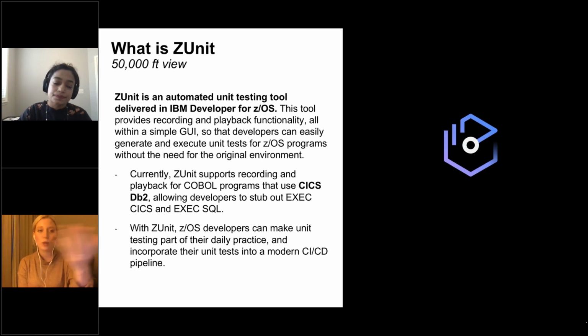So what is zUnit? This is a really high level view, a 50,000 foot view. zUnit is an automated unit testing tool that is delivered in a tool called IBM Developer for z/OS, most commonly called IDz. The tool is all within that IDz workstation, meaning it is Eclipse driven. So you have a UI, you can easily select the program that you want to test, generate a test case for it, and what it'll show you is your data is parsed out and mapped out to, this is my input, and then I can go and manually put in my output.